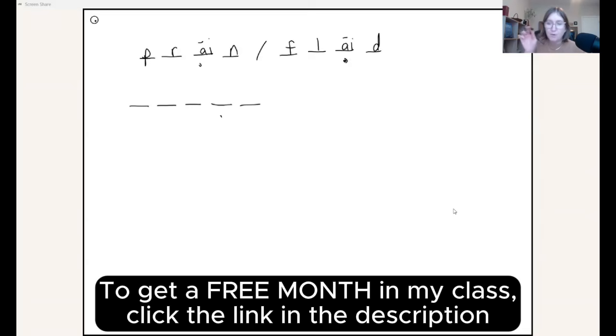iPhone with a purple icon. Give me another letter. One more consonant after the P. Sprite. Good, Clint.